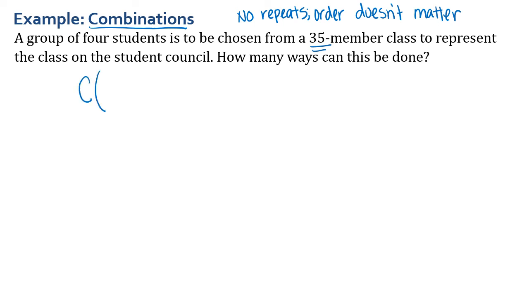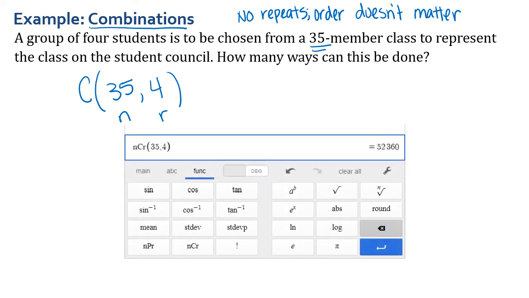So how many different options do we have to choose from? 35. How many people are we choosing out of that? 4. So our n is 35 and our r is 4. Using Desmos gives 52,360 different ways that this can be done.